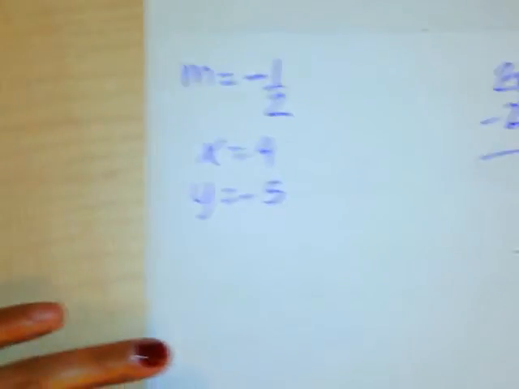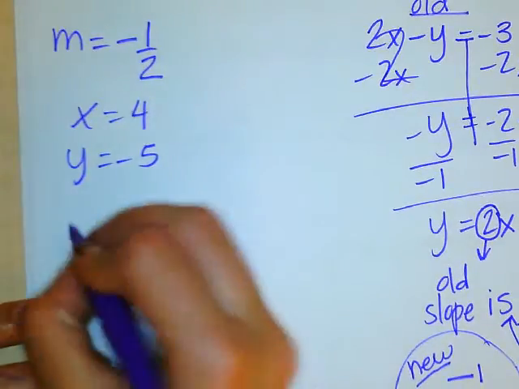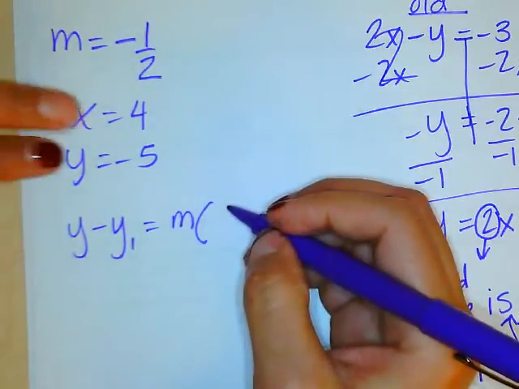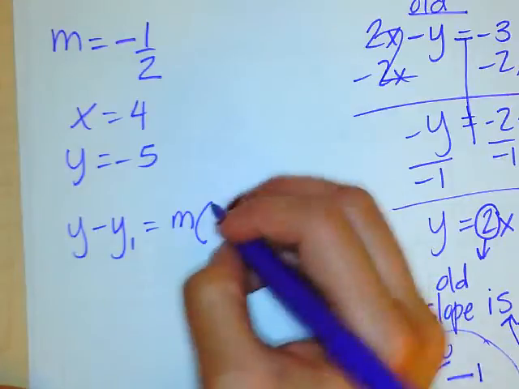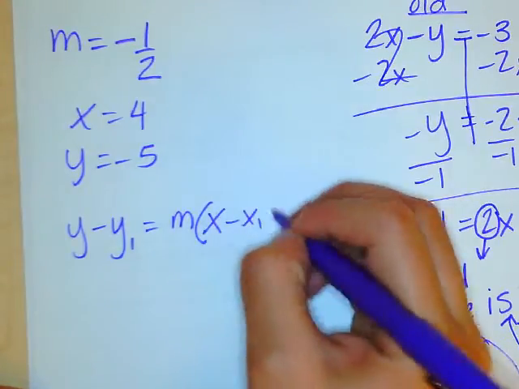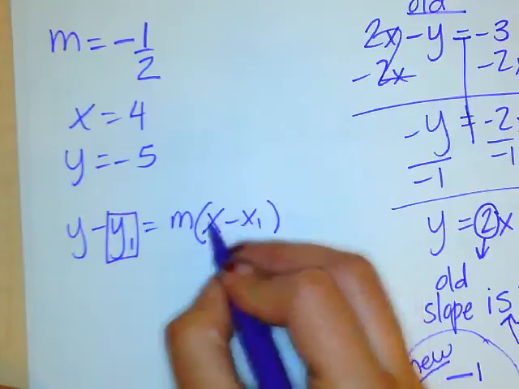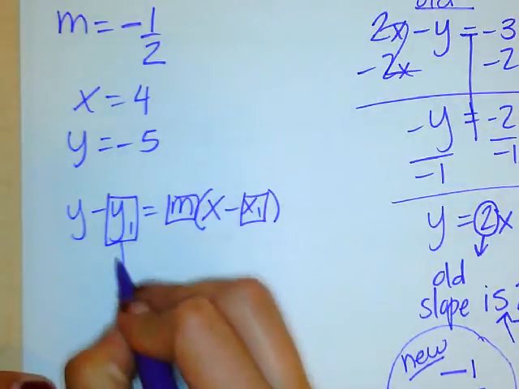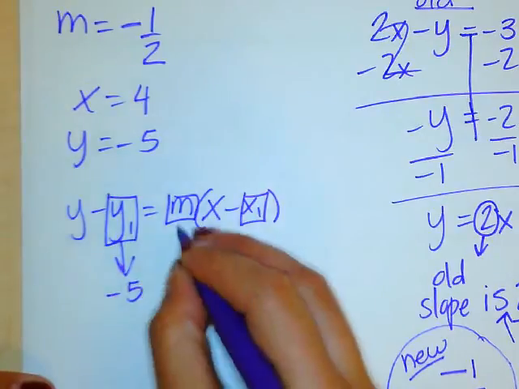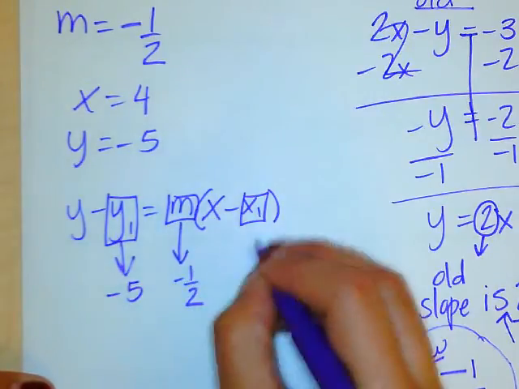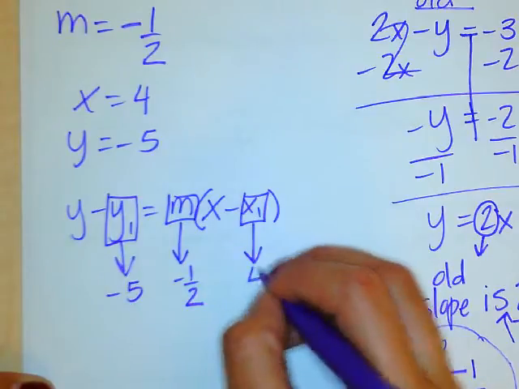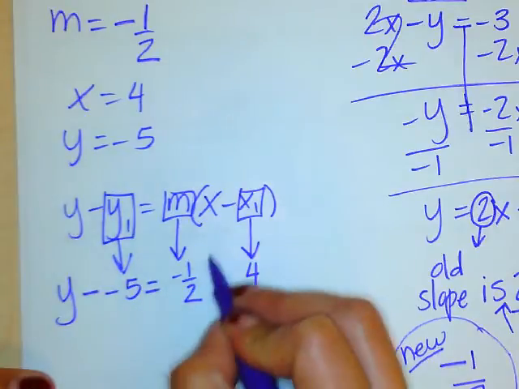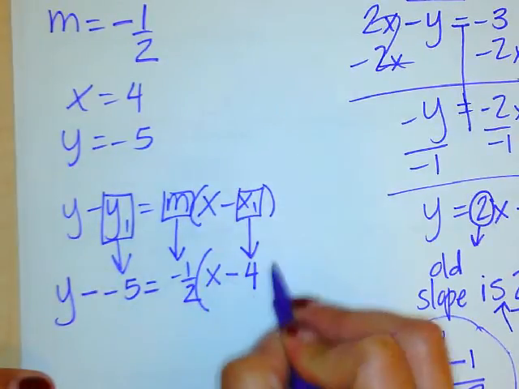So with those 3 items, that means I'm going to have to use my formula, point-slope formula, because I have a point and a slope. I'm going to have to fill in these 3 things from here. So the y1 is negative 5, the m is negative 1/2, and the x1 is 4. And then I just bring down the rest, like y minus, the equals, the parentheses, the x, the minus.